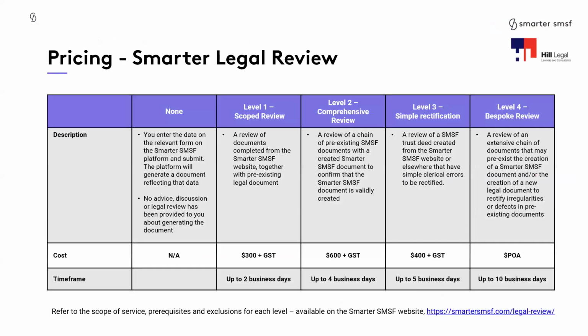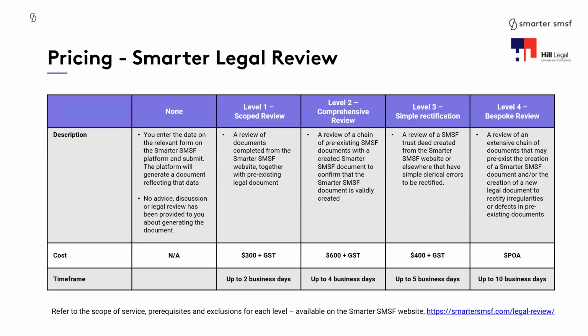So in terms of what our Smarter Legal Review looks like, as I said, our simple rectification falls into what we call our level 3. So it's a review of the deed created where we're looking to fix those simple clerical errors. Okay, so we're dealing with typographical and procedural based stuff, or where there is missing information. It's only where we find additional things that ultimately we're going to be moving up to level 4.